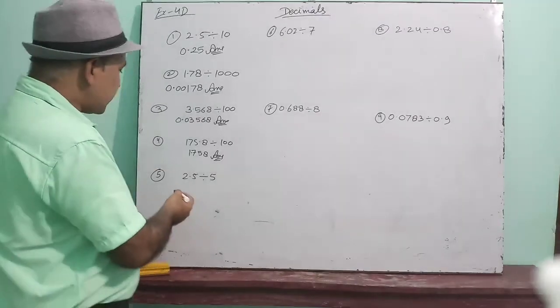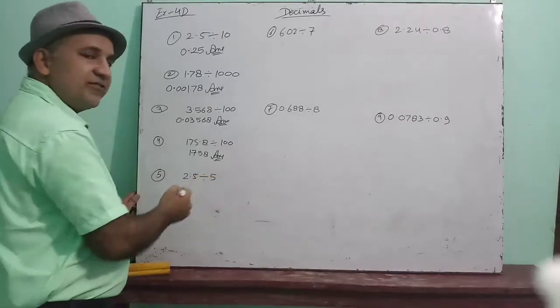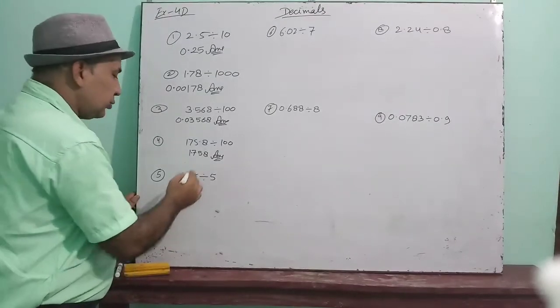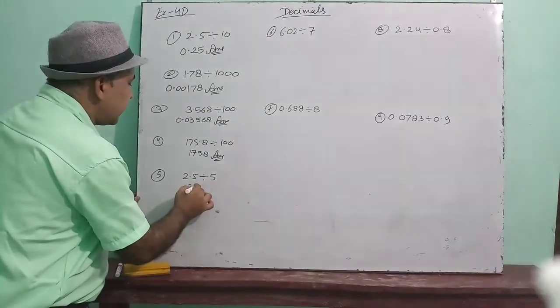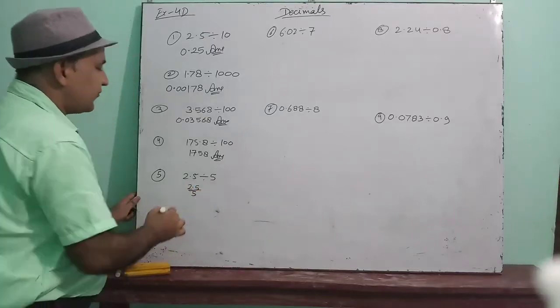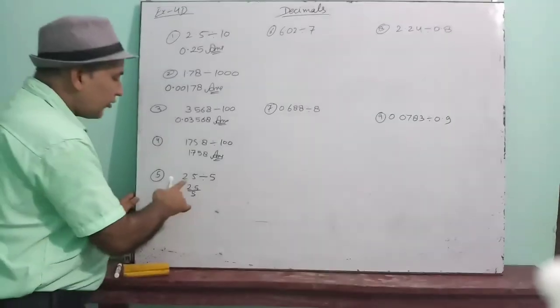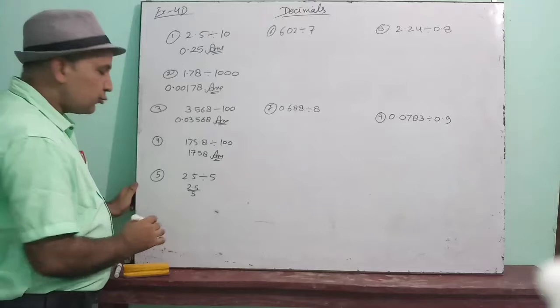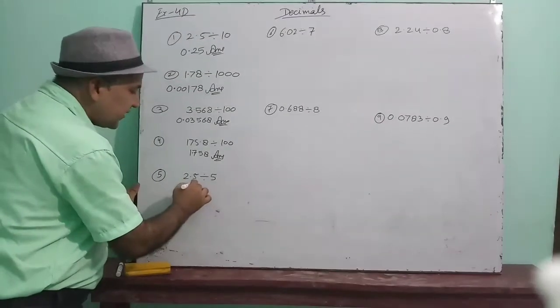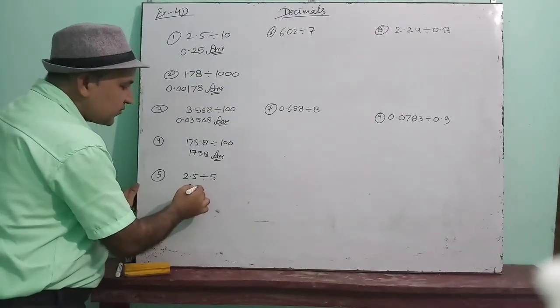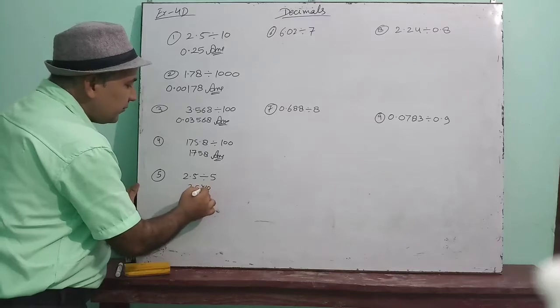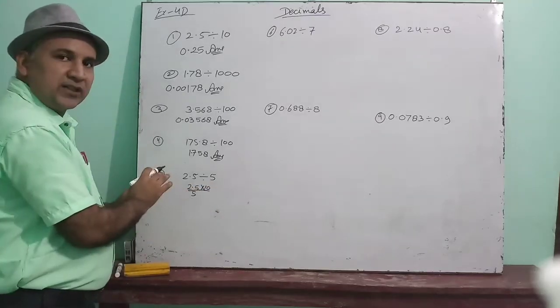Okay, now see 5th question. 2.5 is divided by 5. To solve this question, write down in this way. 2.5 upon 5. Now remove this decimal. How to remove? Since on the right-hand side after the decimal there is 1 digit, it will be multiplied by 10 to remove the decimal.